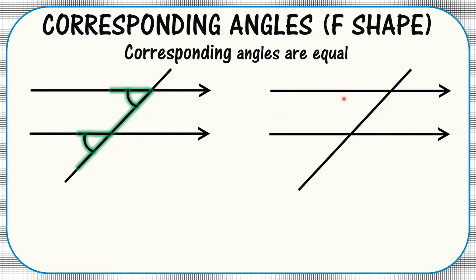Here is another example. We have parallel lines. We have a line that intersects them. In this example, we can draw an upside down F. So again, this angle corresponds to this angle. So whatever the value of this angle is, it is equal to the value of this angle.